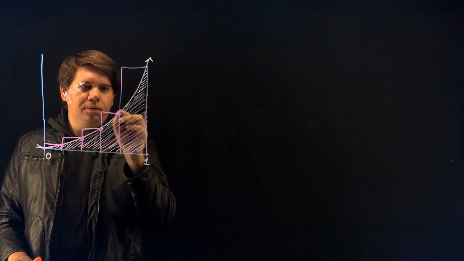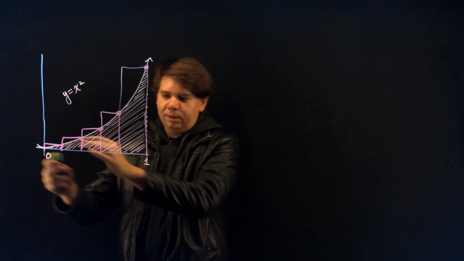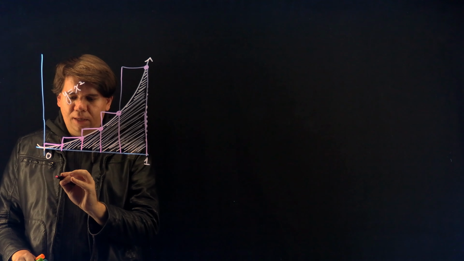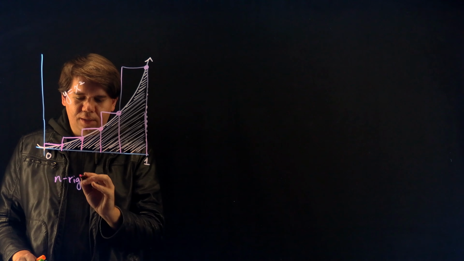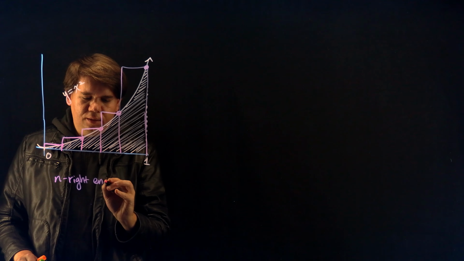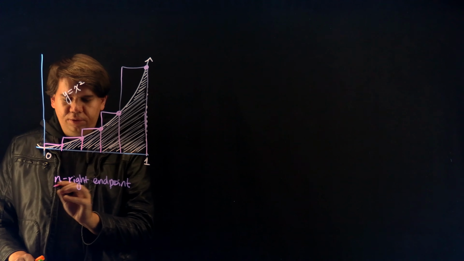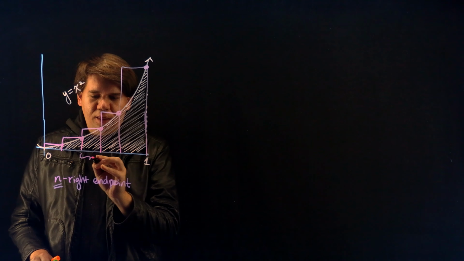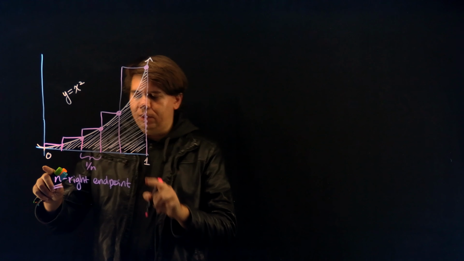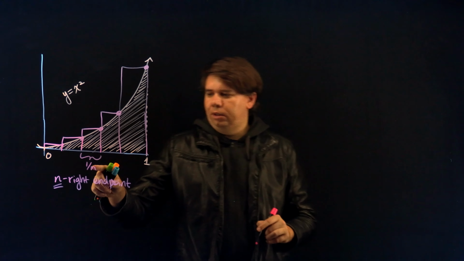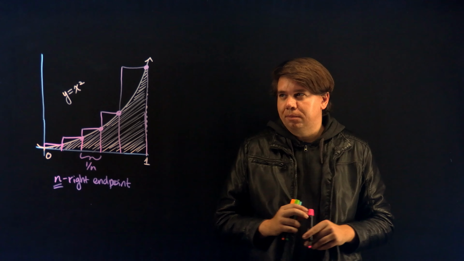Here are rectangles. You can use rectangles to approximate the area, where we'll make these rectangles all have the same width. We'll say that we have n. These are right endpoint rectangles. And if there are indeed n of them, then the width of each one would be 1 over n, because my total width here is 0 to 1. You divide that by n. I have n right endpoint rectangles.